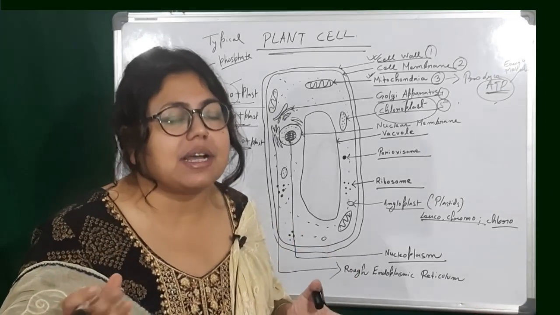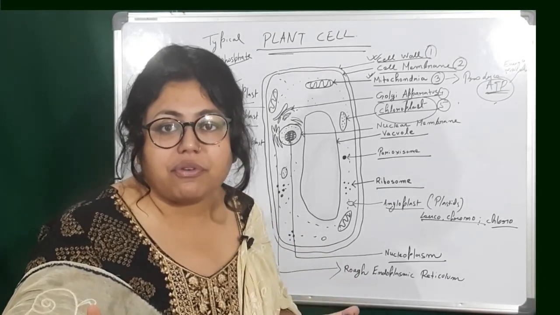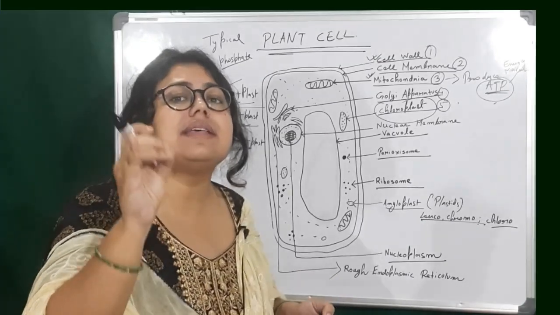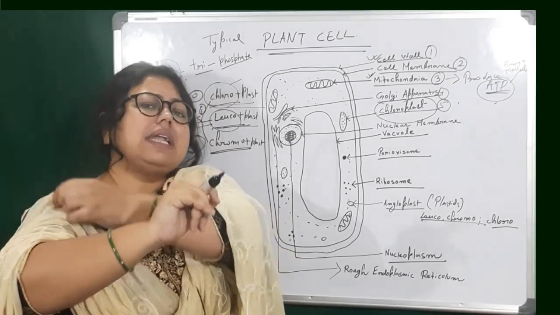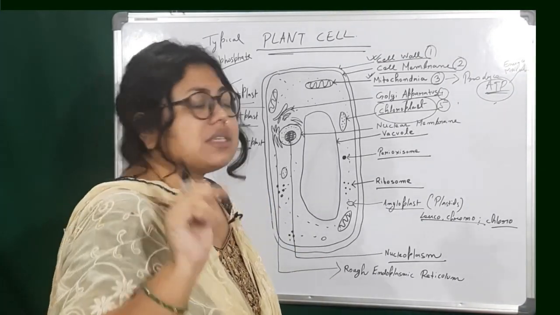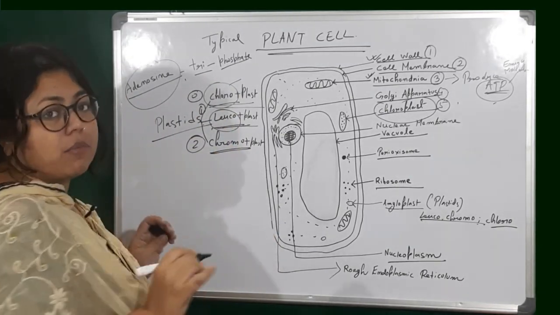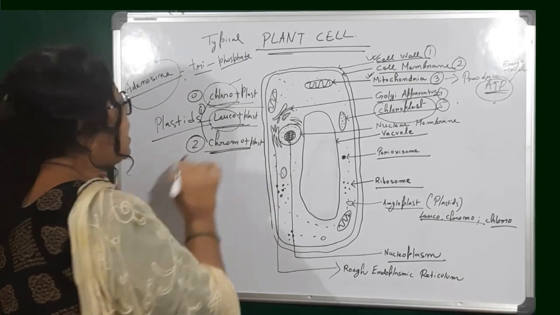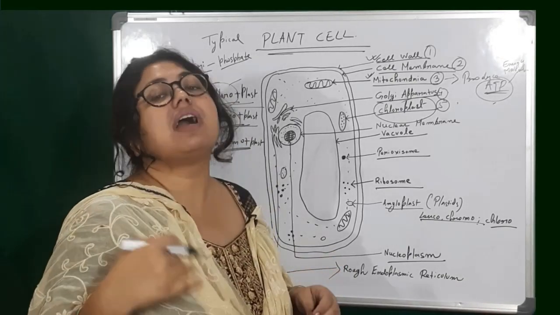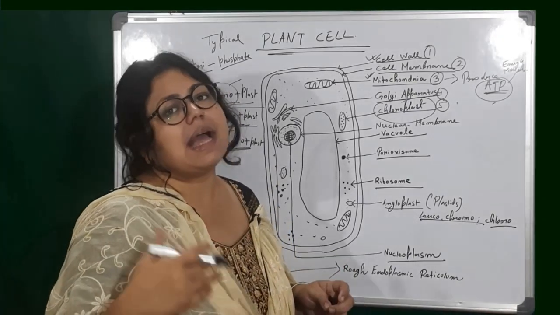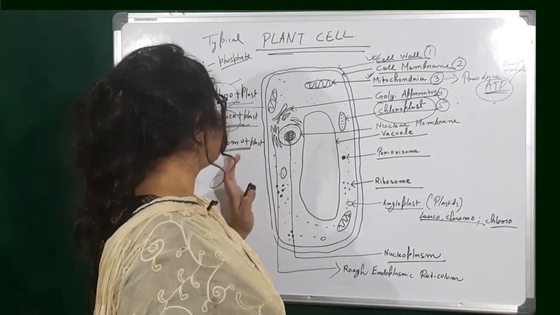Sometimes fruits are of different colors, the flowers are of different colors. So who is giving this extra color which is not needed in animals? The chroma. This is the chromoplast. The chromoplast's main function is to give color to the flowers and the fruits. Okay, so this is what is chromoplast.